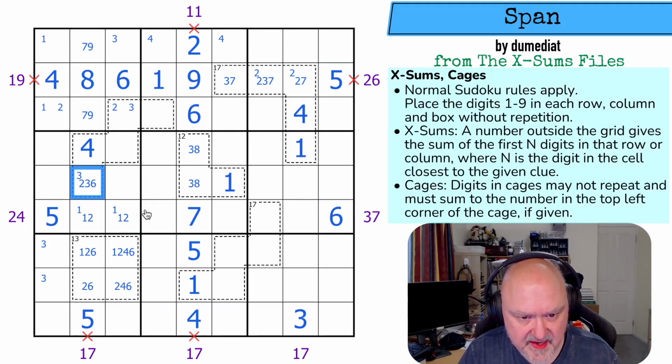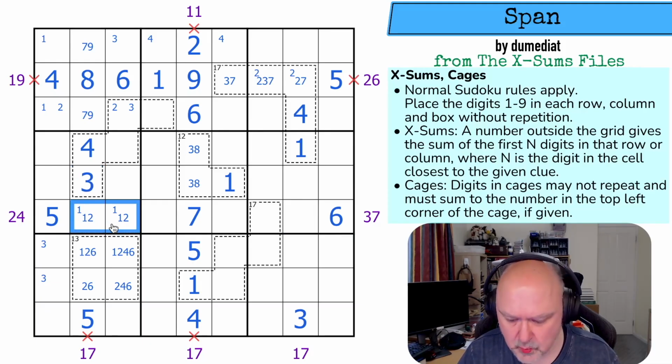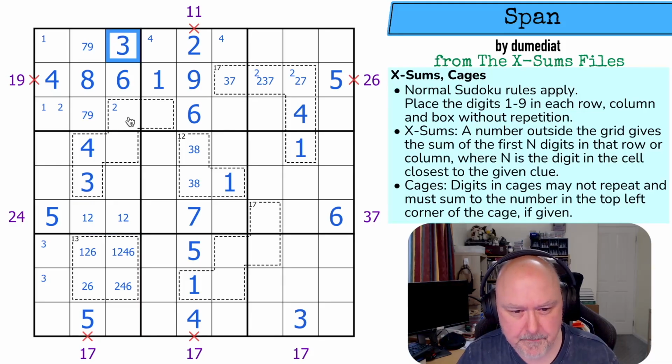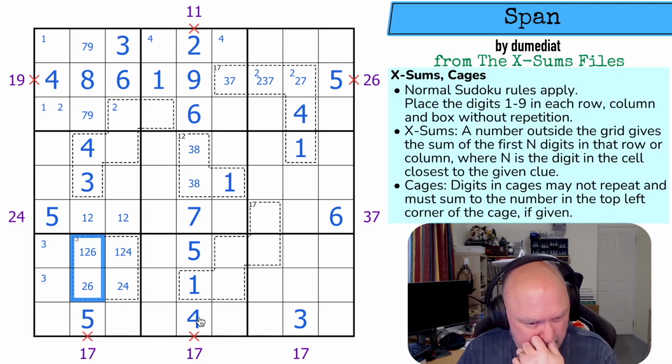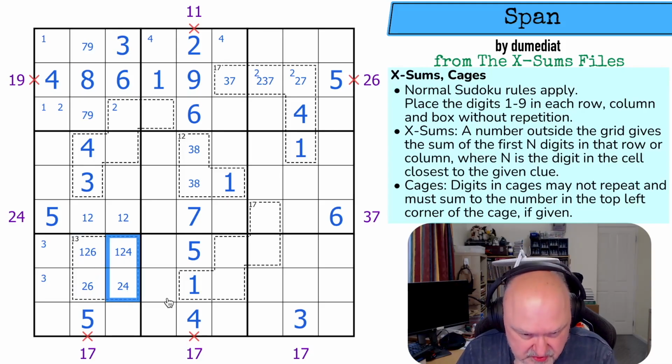So there's no 3 there. That's the 3. And this is a 1, 2 pair. That 3 says that's not the 3. That's the 3. That's a 1, 2, 6. There's no 6 down here because of this 6. 6 is in one of those two. That makes sense. 4 is in one of those two. That makes sense.